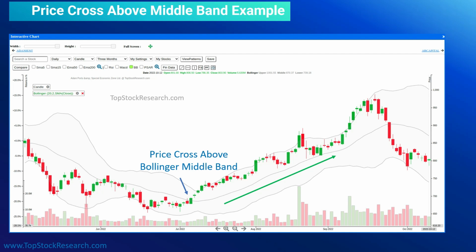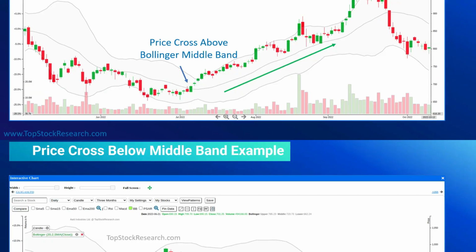So when the price goes above the middle band, it is actually a simple moving average crossover, which itself is an indicator, right? So consider this an indicator of an indicator. So price crossing above the middle band should be a good sign. If you are already in a position, it should give you better confidence that things are going in the right direction.